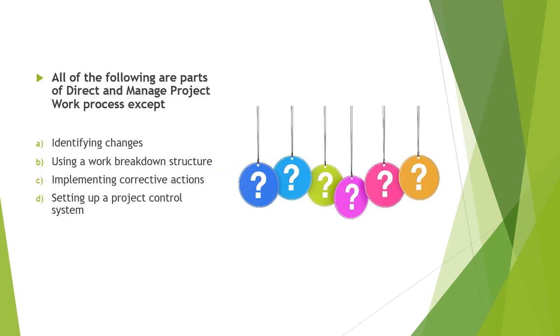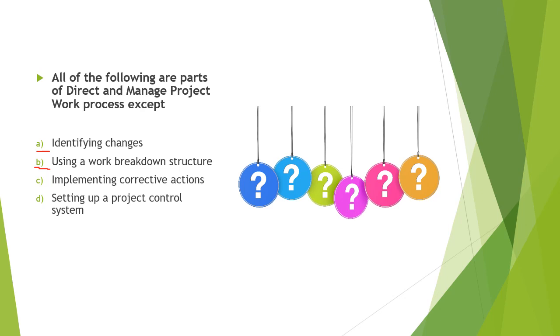So, time for a simple question. All of the following are parts of the direct and manage project work process except: the first one is identifying changes. Yes, it is a part of direct and manage project work, right? That's why new change requests are generated while you execute the project. Using a work breakdown structure, yes, of course.